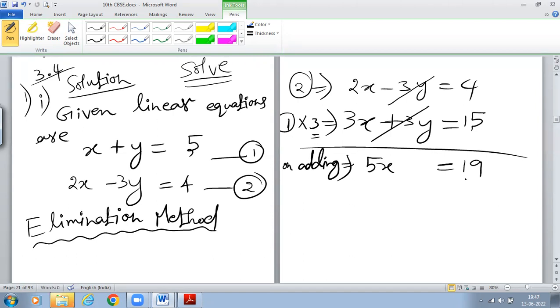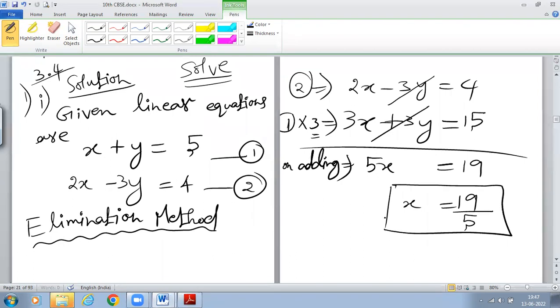Now we got 5x is equal to 19. Now listen carefully. Our aim is to find the answer for the variable. This 5, which is in multiplication with this x, when taken to the opposite side becomes division. So what will we get? x is equal to 19 by 5. This 5 in multiplication, taken to the opposite side, becomes division. So 19 by 5. Hence the value of x for this pair of linear equations is 19 by 5. Please write up to this.